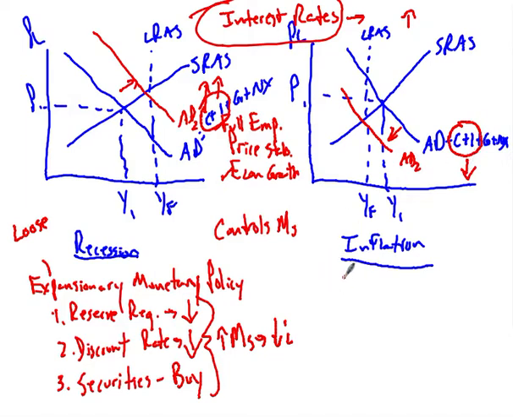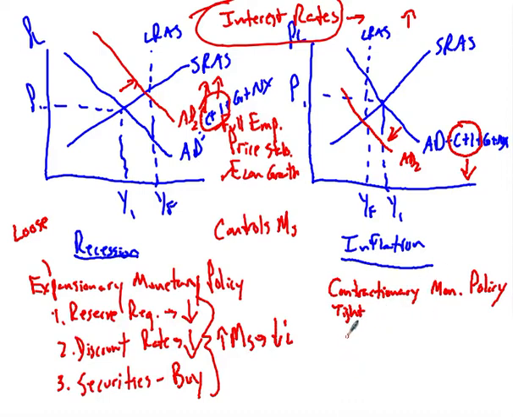And so this is what we would call contractionary monetary policy. And this has a couple other words as well. This could be tight. Okay, tight monetary policy or contractionary monetary policy mean the same thing. So again, here's the tool bag that the Fed has. They have reserve requirements, discount rates, and securities.